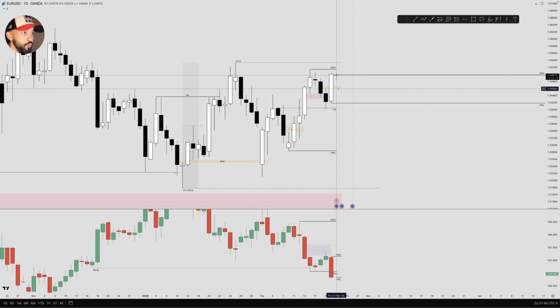So if we do get a pullback, we can trade that pullback, because we've got that divergence as well. It may indicate that price is going to have that pullback, or we're going to find longs at some point to go and take out these buy side liquidity highs.